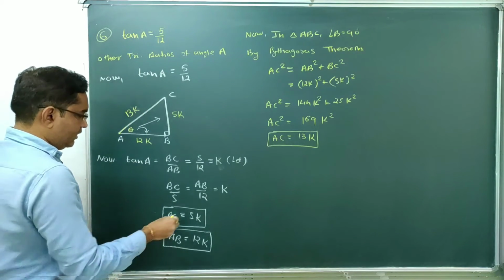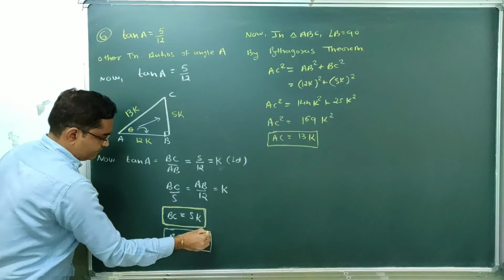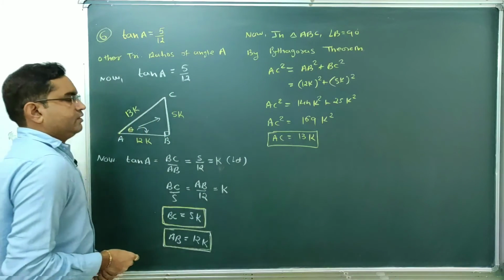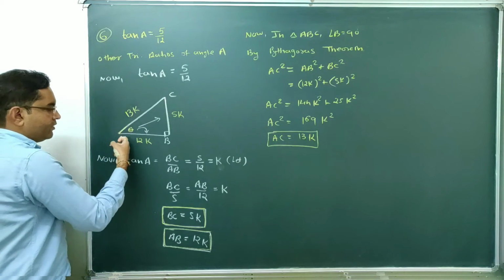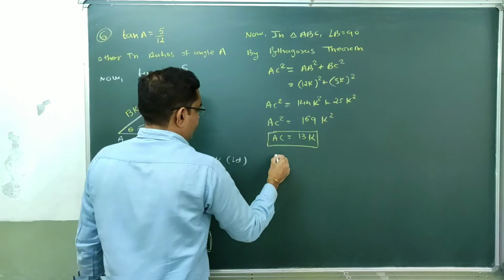So now we are getting all three sides of this right angle triangle. Measure of side AB, BC and AC. All three sides are there. So now if all three sides are there, we can find all trigonometric ratios of this angle A. So let's try to find one by one. So first we will find sine A.